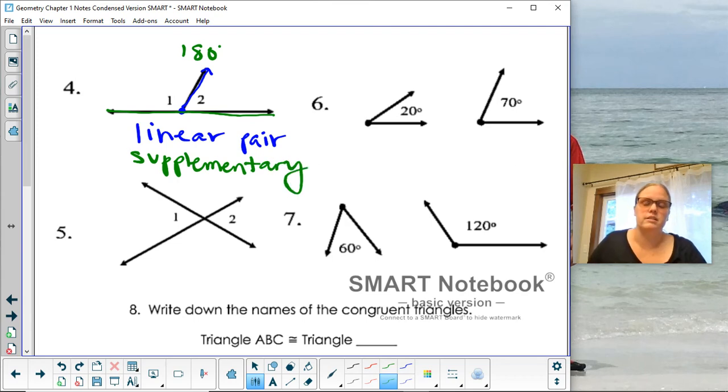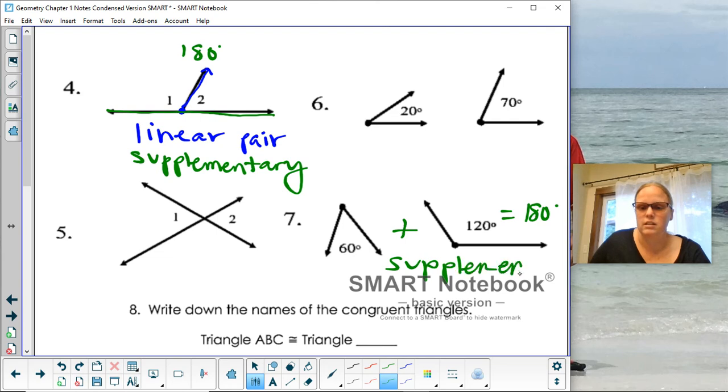Now on this page, there is another pair of supplementary angles. They total 180 degrees. So that would be down here in question number 7. If I add these 2 together, 60 and 120, it does come out to be 180 degrees. So this is another supplementary pair, but it is not a linear pair because it is not sharing a vertex. They have separate corners, and they are not sharing a side to form a line.